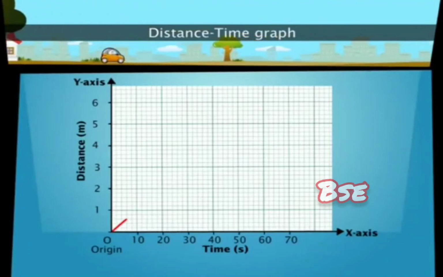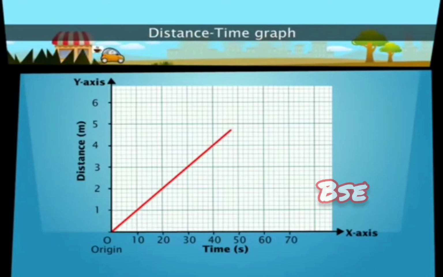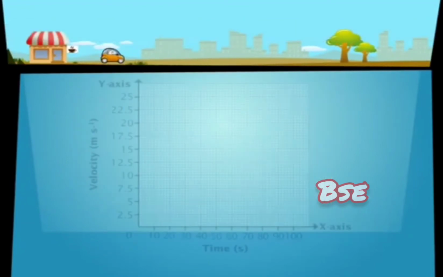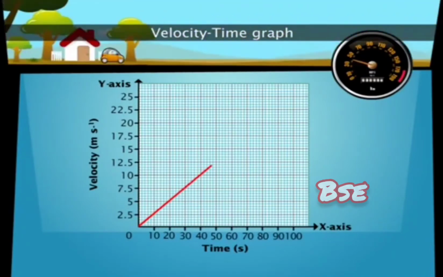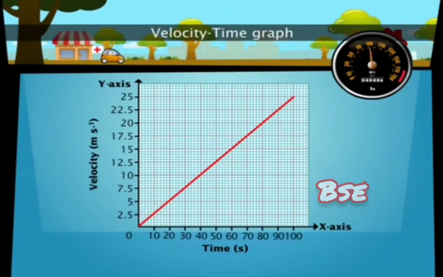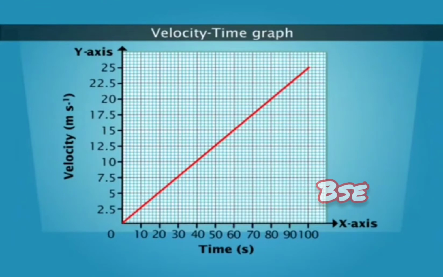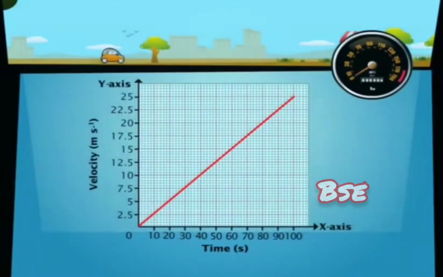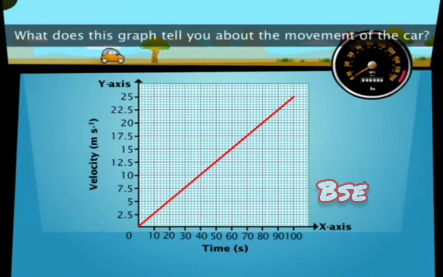If the distance time graph describes the motion of an object across a period of time, the velocity time graph shows the velocity of an object over a period of time. In a velocity time graph, time is represented on the x-axis and velocity on the y-axis. Look at this graph. What does it tell you about the movement of the car?